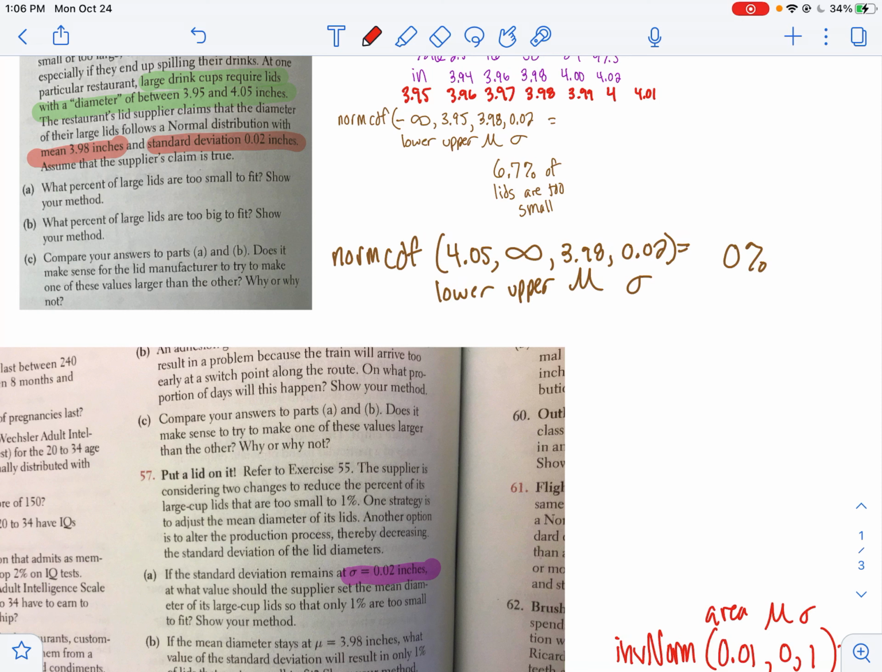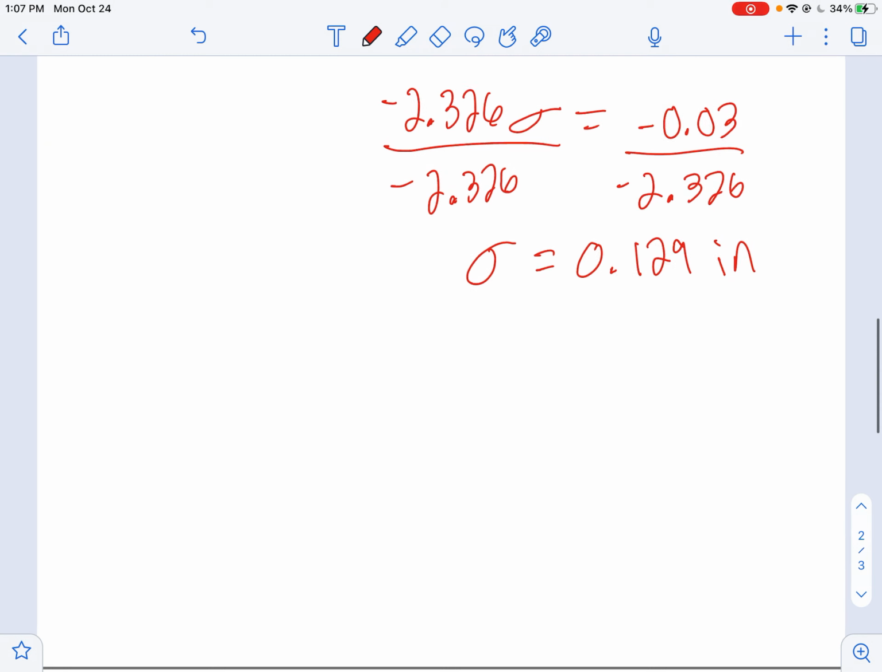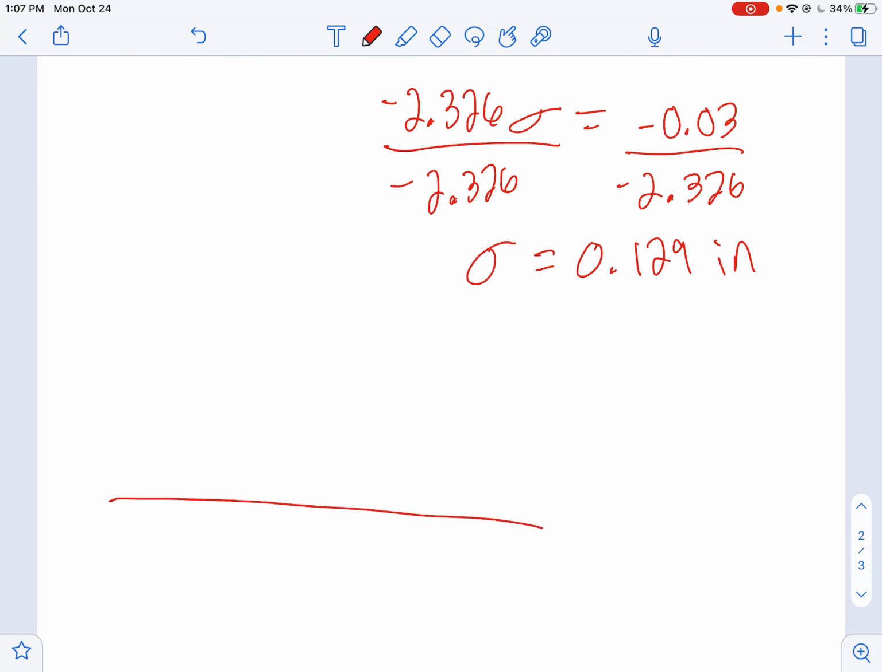Oh, and there is a part C. It says, which of the two options do you think is preferable, and justify your answer. And be sure to consider the effect of these changes on the percent of lids that are too large to fit. Okay, so now what I would have to do is, let's create a normal distribution based on these new values.